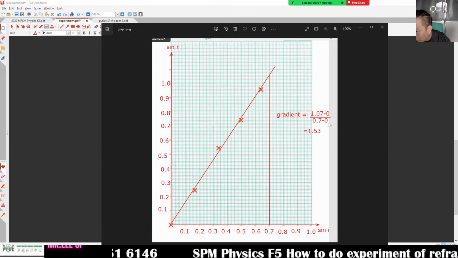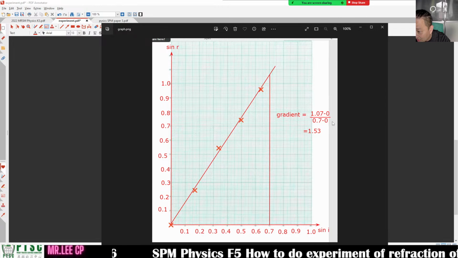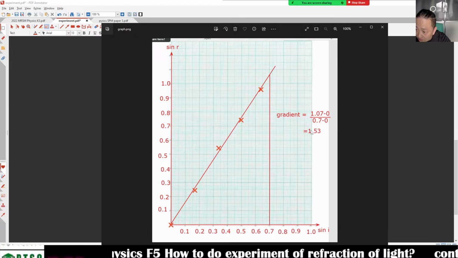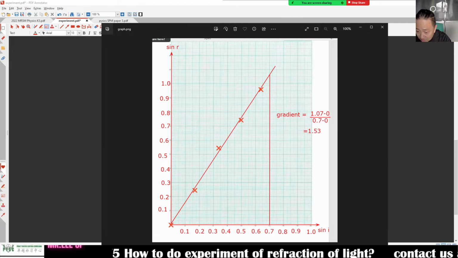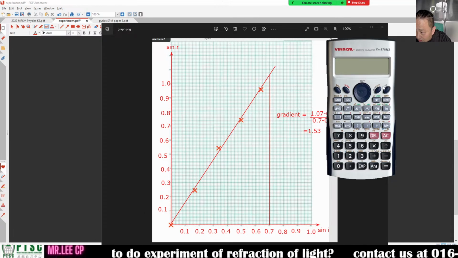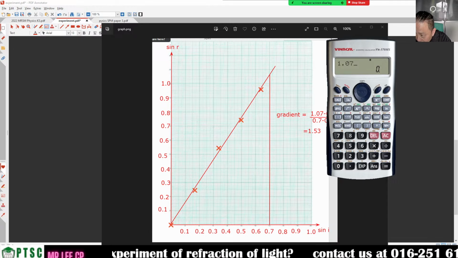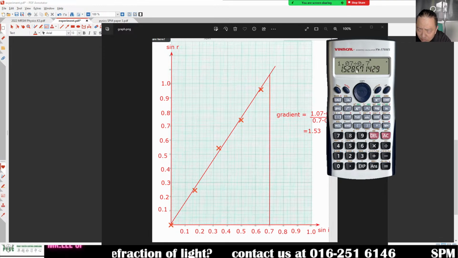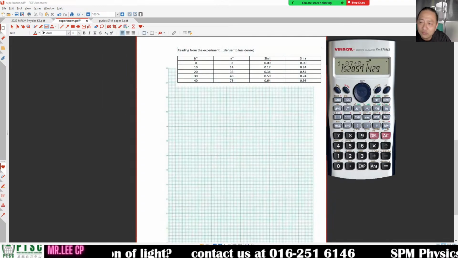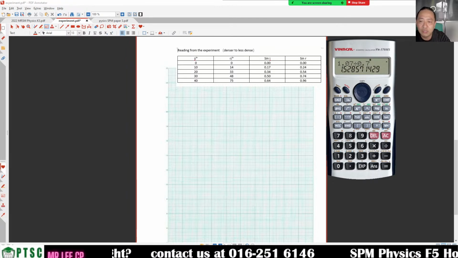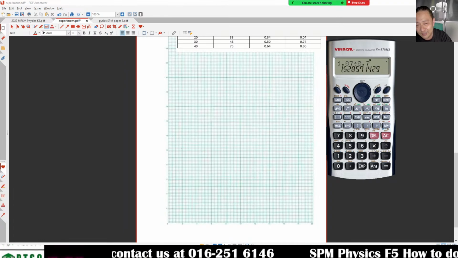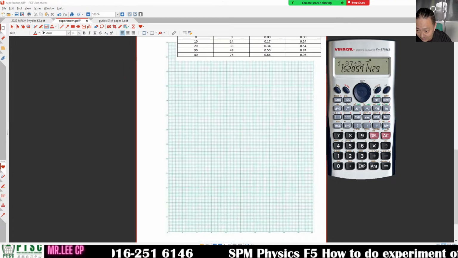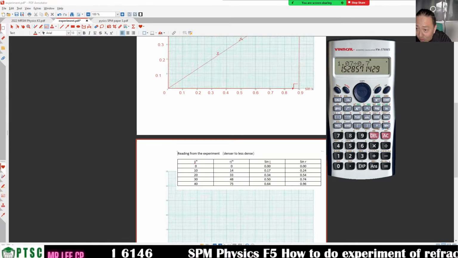Okay, not enough space, so I put 0.0. Actually, I should write 0.00. This one is 0.70, right? Write properly, 2 decimal places. Then I get 1.53: 1.07 divided by 0.7. Then I will get 1.53, so your answer will be 1.5 something. If you do this, you will get back to the same thing as in my question. So that's the difference when you do the graph like this or like that.